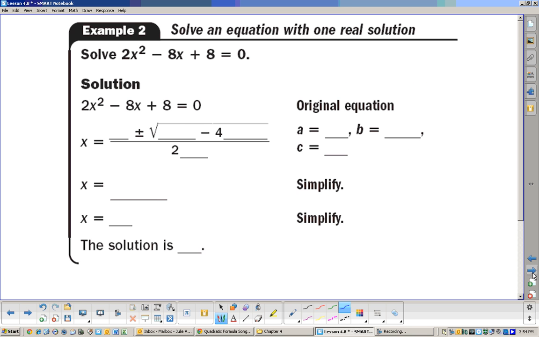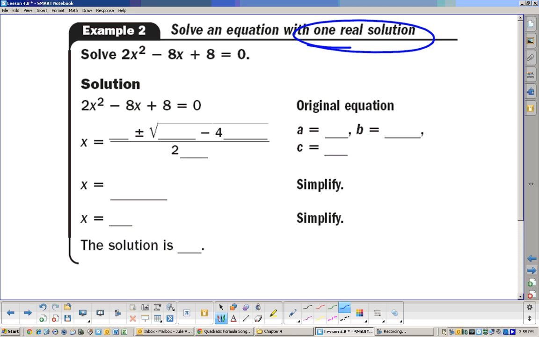Now, your example 2, it already has it equal to 0. But it says in your directions here that you're going to find something that only has one solution. It hasn't been too often that we've only had one solution. But in this one we will, and you're going to see why in just a second.